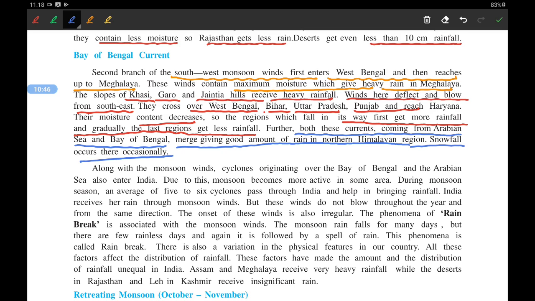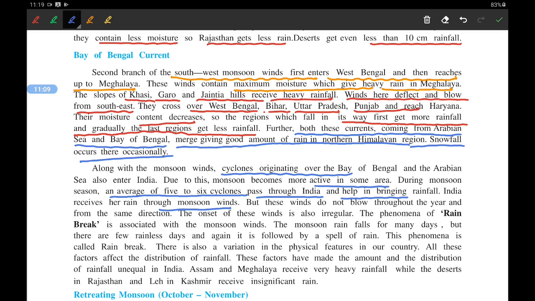Along with the monsoon wind, cyclones also originate. The cyclones over the Bay of Bengal and Arabian Sea enter India. Due to this, the monsoon becomes more active in the area. During the monsoon season, an average of 5 to 6 cyclones pass through India and help in bringing rain. India receives its rain through the monsoon wind.